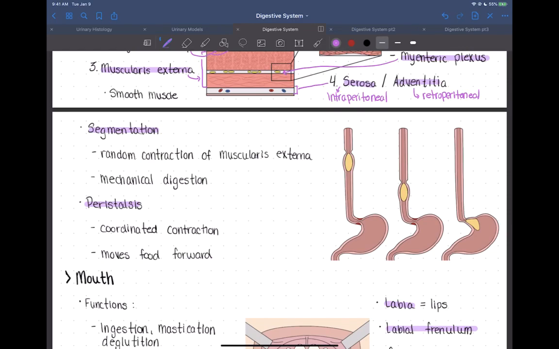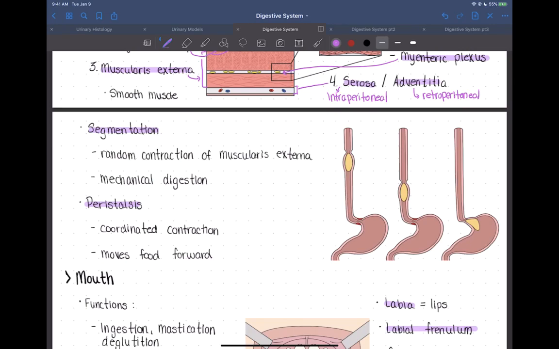And so the purpose of this segmentation is to squeeze the food around and mechanically digest it, right? So segmentation in the stomach would kind of churn the food. There can be segmentation in the large intestine as well as the small intestine, where it's just kind of squeezing back and forth, squishing that food up, mixing it with enzymes, crushing it, that kind of thing.